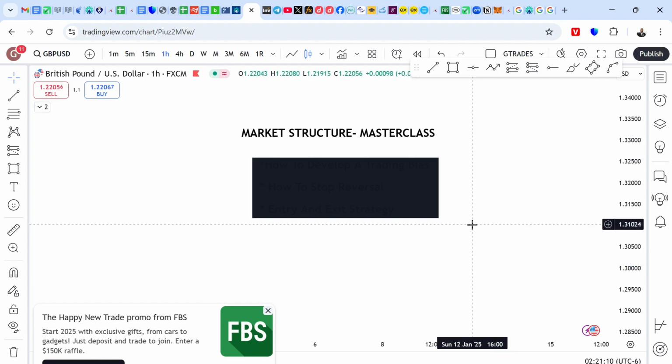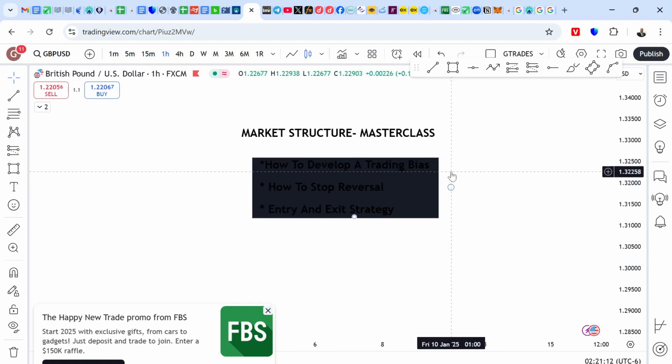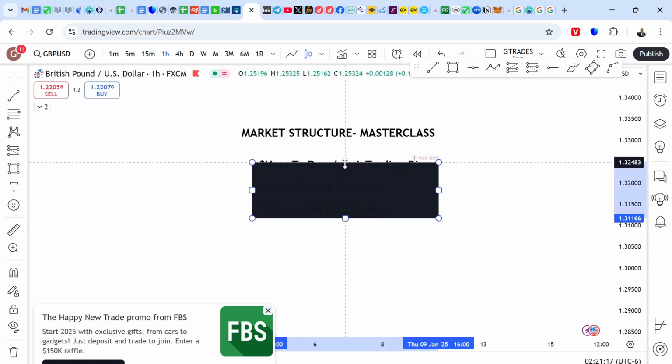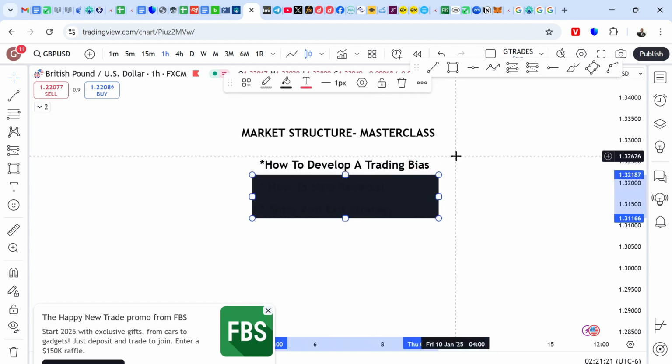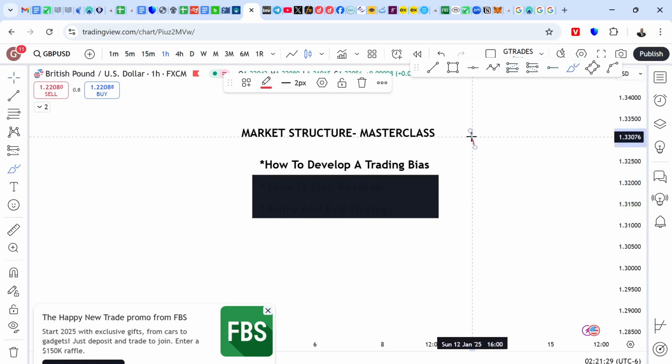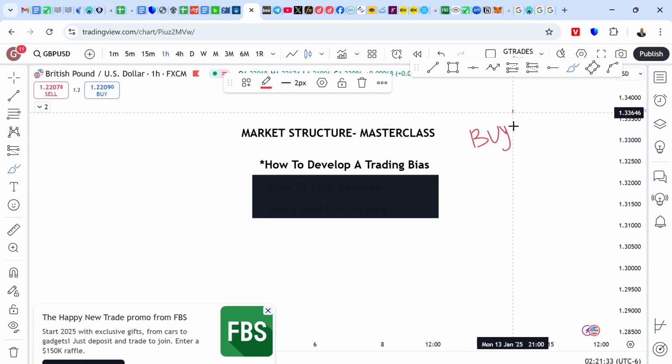Right now, in this particular episode, I'll be walking you through three main steps. Step number one, I'll be walking you through how to use market structure to develop a trading bias. When we talk about a bias, you want to know if you are going to be buying the particular pair you're trading, or you're going to be selling. So market structure will give you that bias.